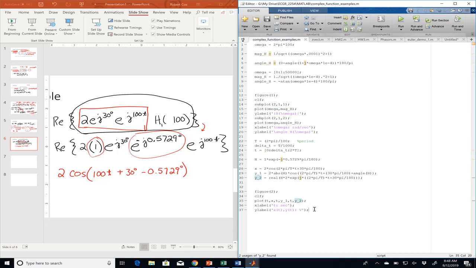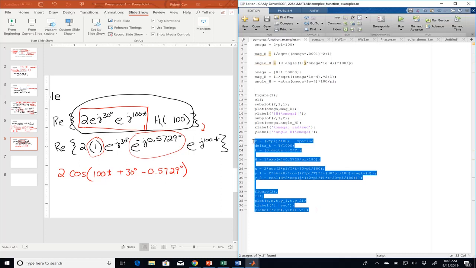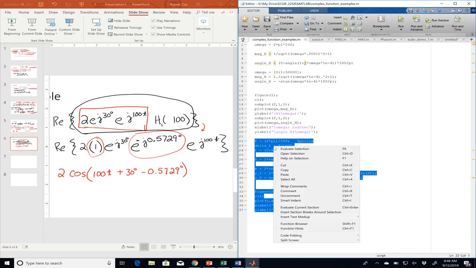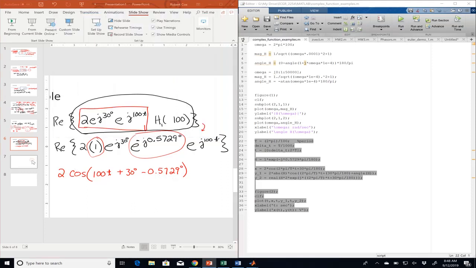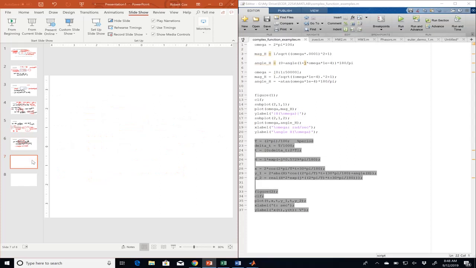Now if I want to just run that piece of code, I basically hover over this and evaluate selection, and there I get it. All right, what I see is that pretty much all three of those things sit on top of each other, which they kind of should for the most part, because you know, I only have a negative 0.5729 degree phase shift, and the amplitude didn't change at all. Okay, so let's try another case here. Let's say instead that I had a different input.